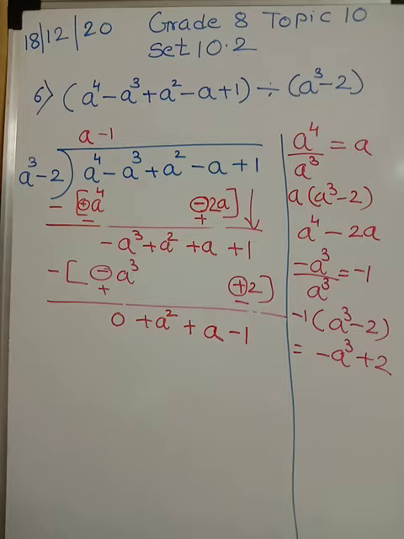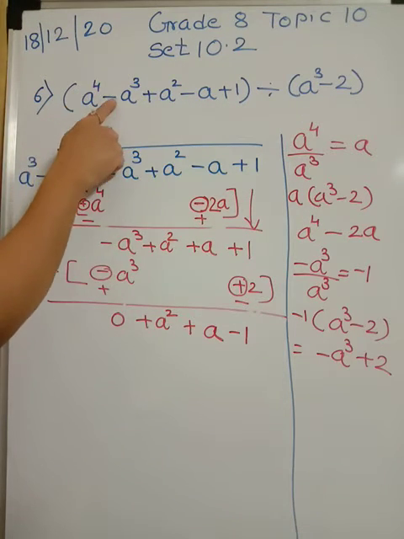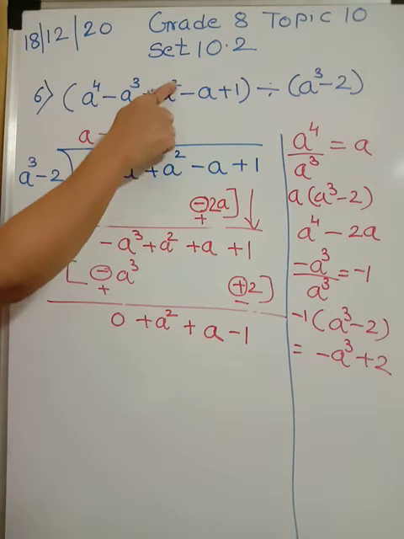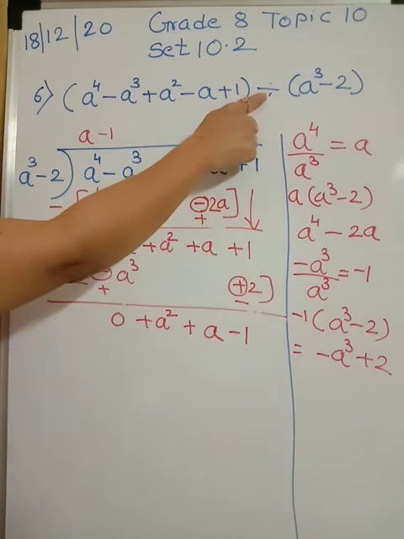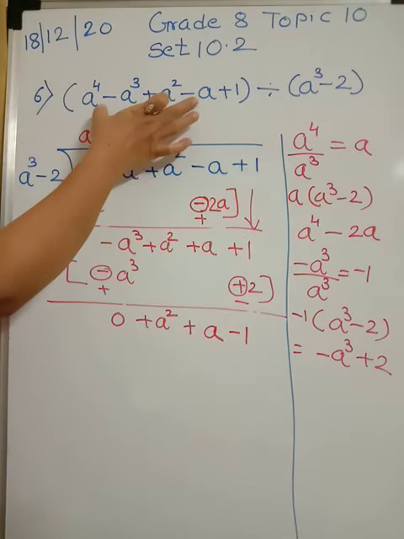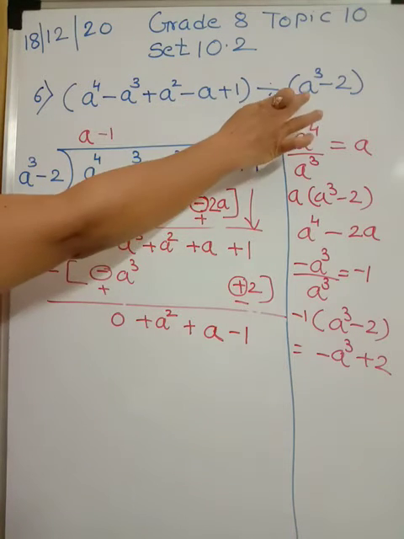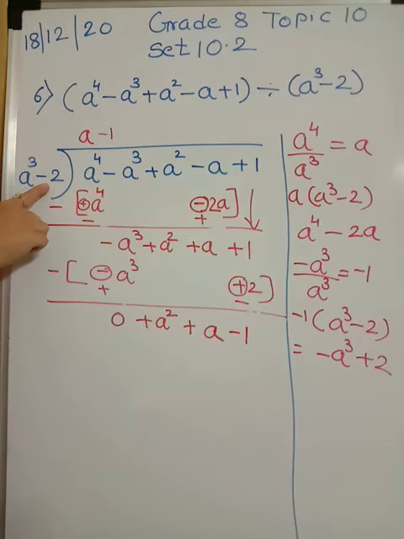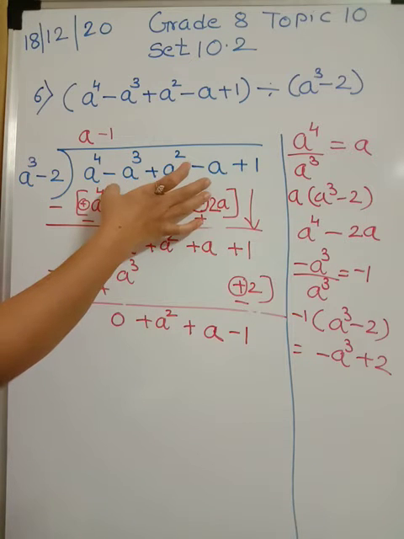Now here again, polynomial we are dividing by binomial. A raised to 4 minus a cube plus a square minus a plus 1. We are dividing it by a cube minus 2. So this is the dividend and this is the divisor. So a cube minus 2 I have written over here, and this is the dividend.